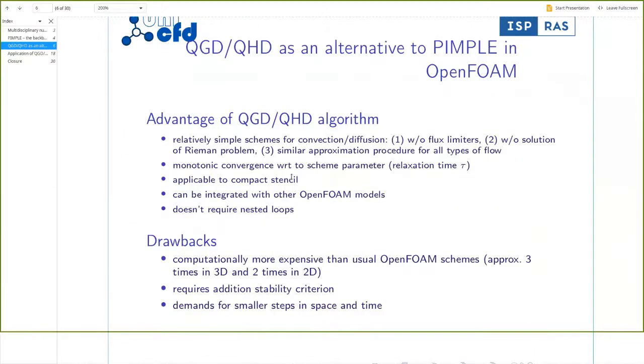So together with the Cardiff Institute of Applied Mathematics, we propose to use QGD or regularized equations as an alternative to PIMPLE. Advantages of this algorithm are as follows. We don't need flux limiters. Numerical schemes are simple and similar for convection and diffusion equations. Monotonic convergence, and they can be implemented in OpenFOAM together with other OpenFOAM models. However, the drawbacks are as follows: it is a computationally more expensive algorithm. Some terms require approximately 2 to 3 times more effort to compute derivatives, and this algorithm requires additional stability criteria.